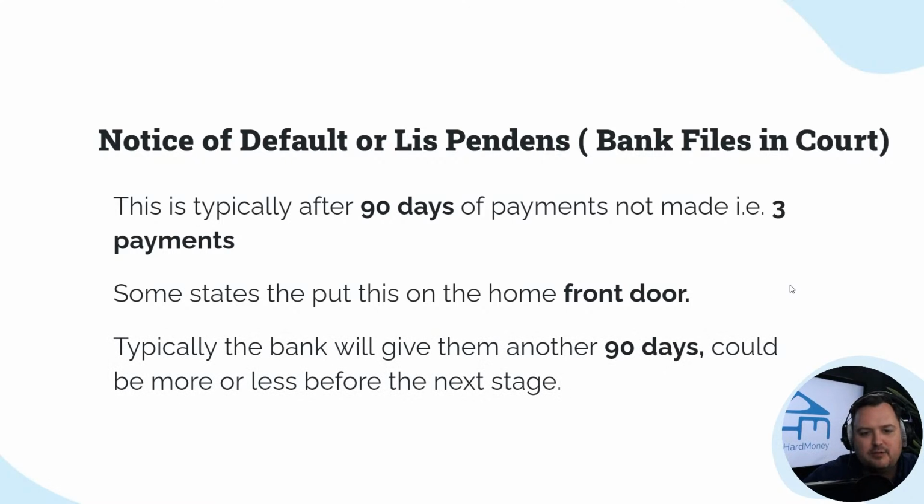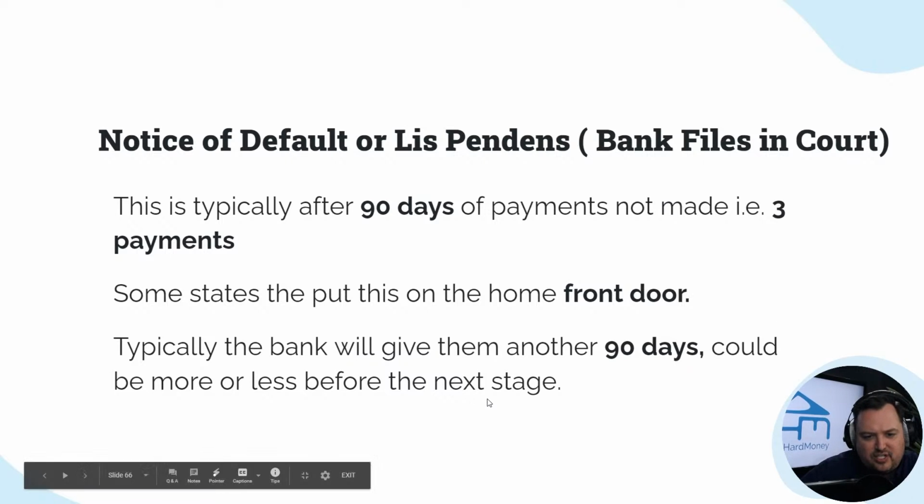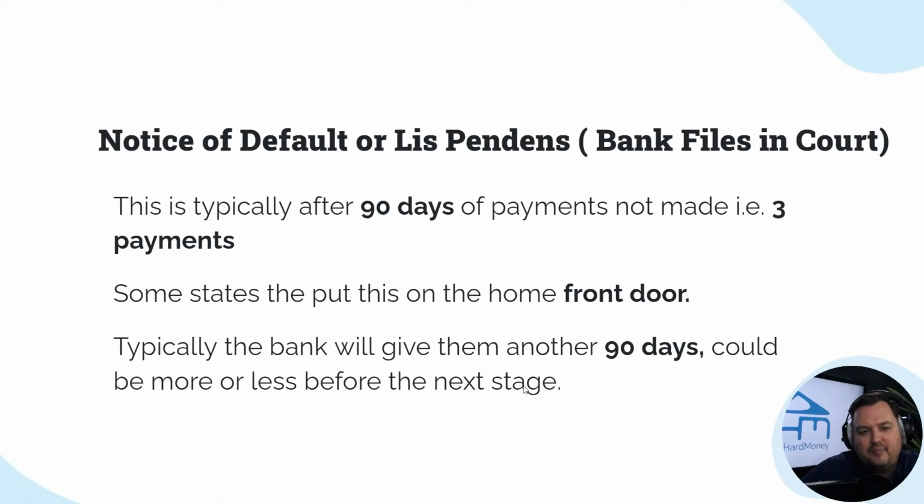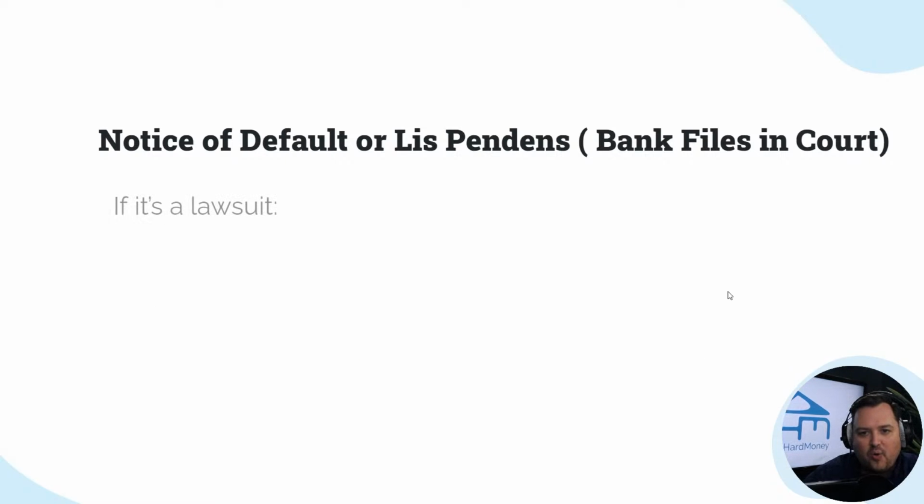We talked about that. Typically, the bank will give them another 90 days. It could be less, it could be more, before they move to the next stage. It just depends, and it's completely at the bank's discretion, although there is some state law that says you have to wait so long between the notice of default or the lis pendens before you can move to the next stage. Typically, give or take, it's 90 days. These are important because I'm going to show you how to go after these specific people here in just a minute.